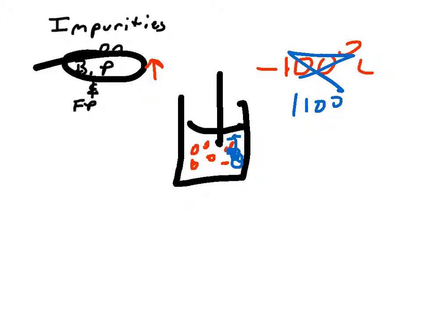Okay. Freezing points. What about freezing points? Turns out impurities drop the freezing point. So let's say I had some water, and it would normally freeze at 0 degrees, of course, right?